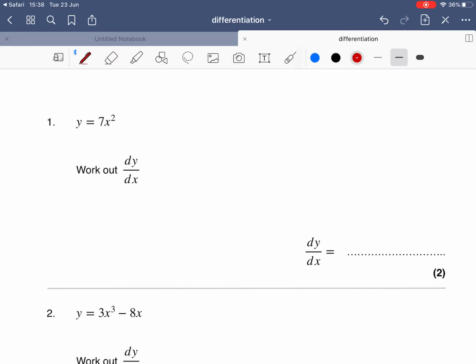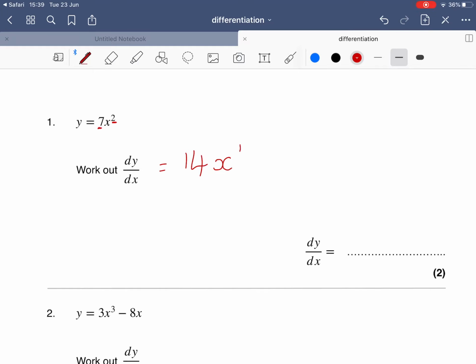So in this circumstance, dy dx, you're first going to want to multiply. In here I've only got one variable I'm looking at. So I just want to do my 7 multiplied by my 2, which is 14. So dy dx is going to be 14. And then you take 1 from the power. So in this case, 2 take away 1 is going to be 1. So your x stays there.